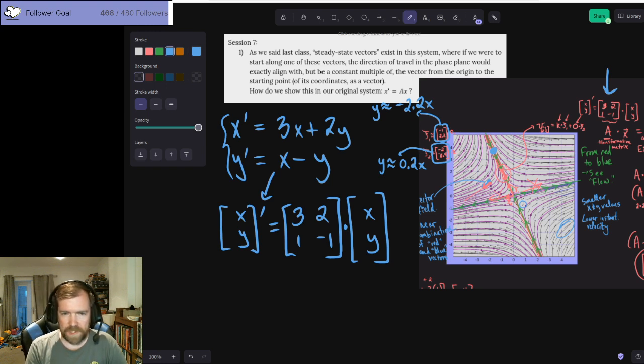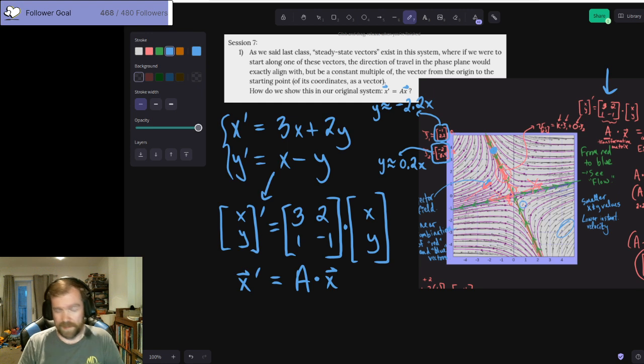Okay, so we said here that a lot of times this is going to be x vector prime is going to be equal to A times x vector, and so really some little vectors should be put over our x's here, but I am using OpenOffice and it doesn't have that, so I'll just put them in now.